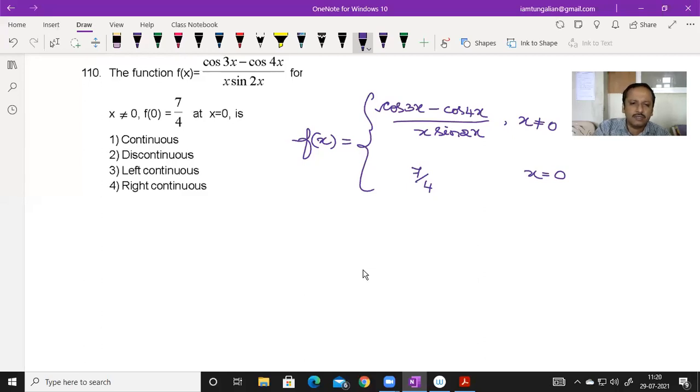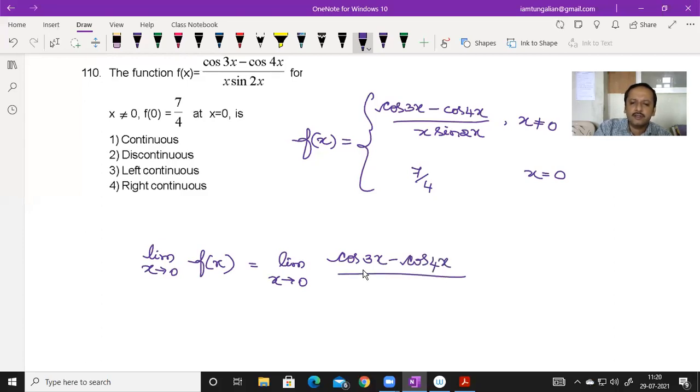Okay. So let us evaluate this limit. Limit x tends to 0, f of x. That means limit x tends to 0, cos 3x minus cos 4x divided by x into sin 2x.